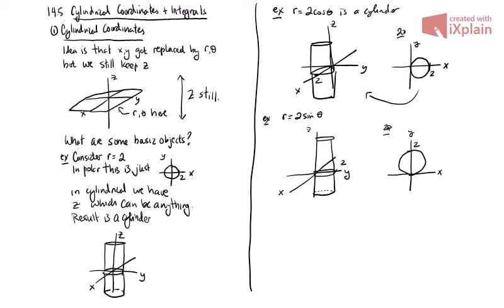So a few more. The paraboloid that we know and love, the first one we drew, z equals x squared plus y squared. This becomes z equals r squared. That's it, very simple. But it is a paraboloid.